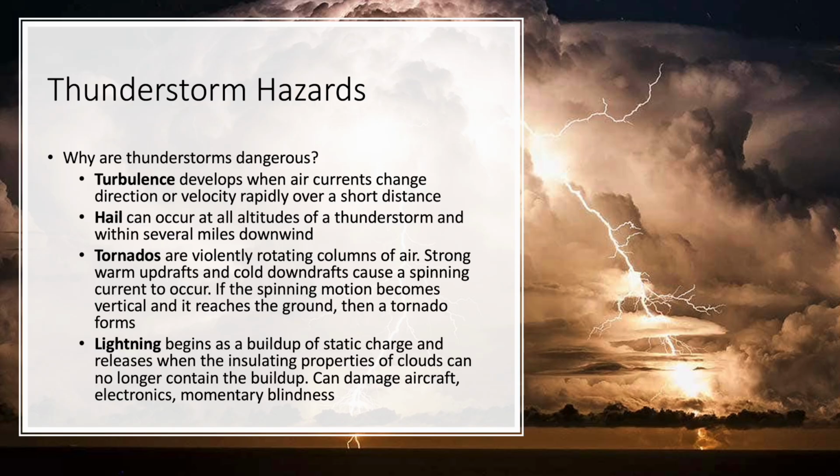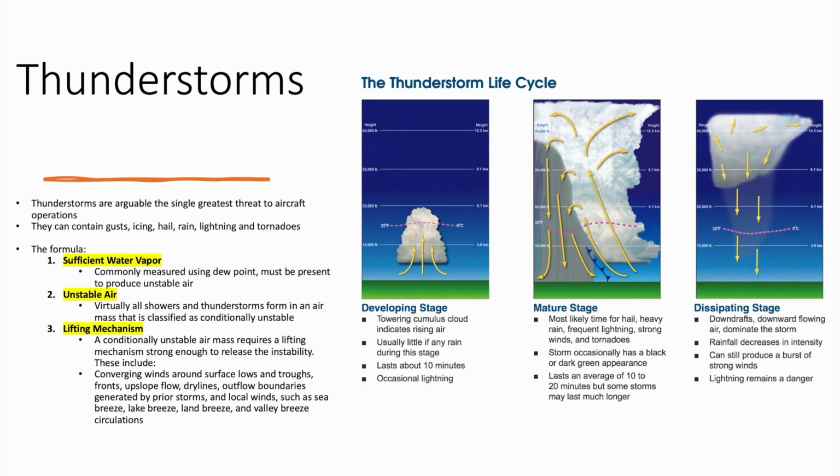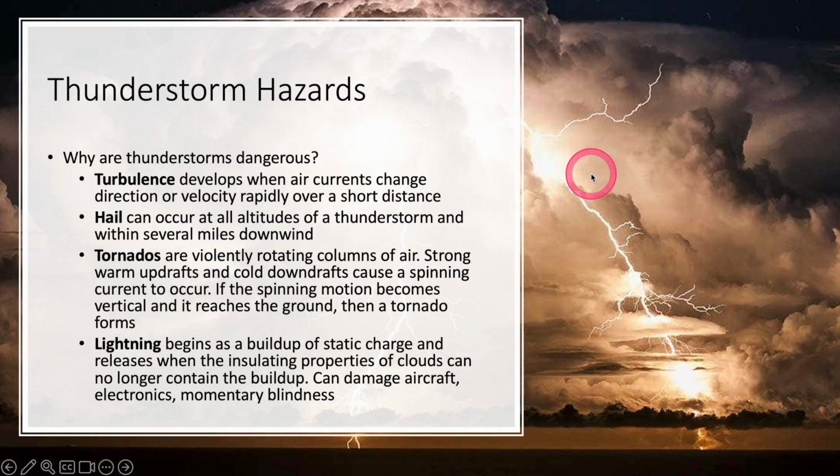Lightning as well. Lightning could damage your electronics and cause momentary blindness. So not good while you're trying to fly an airplane. Another one is tornadoes. Obviously, we don't get tornadoes here, but eventually you're going to be flying everywhere. Because of the circulation caused by these updrafts and downdrafts, it could cause a vortex, and that eventually would lead to a tornado.